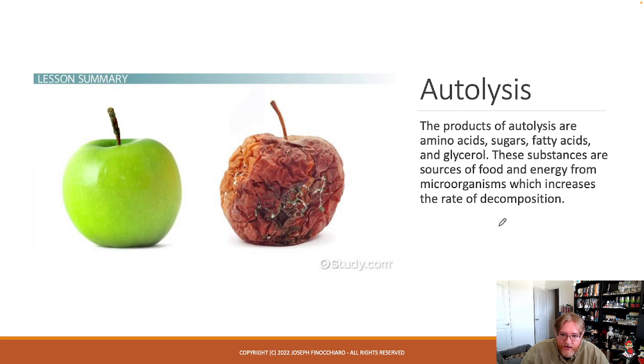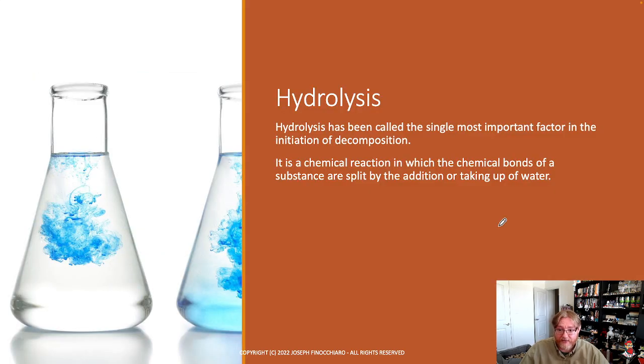The products of autolysis are amino acids, sugars, fatty acids, and glycerol. These substances are sources of food and energy from which microorganisms can increase the rate of decomposition. You're basically breaking down into their food. Hydrolysis has been called the single most important factor in the initiation of decomposition. It is a chemical reaction by which the chemical bonds of a substance are split by the addition or taking up of water.